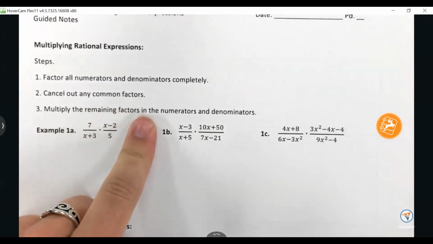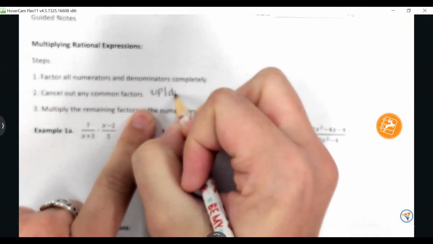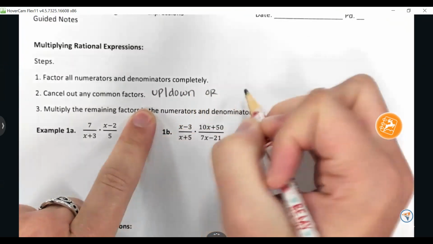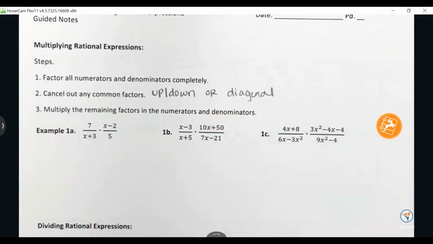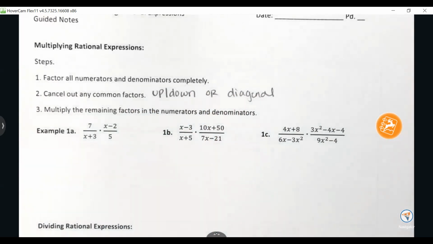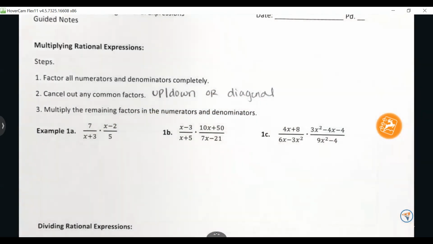Cancel out your common factors. You can only cancel up and down or diagonal. You cannot cancel side to side. That's not canceling, okay? So up and down or diagonal. And then number 3, you will multiply the remaining factors in numerators and denominators, all those things, okay?